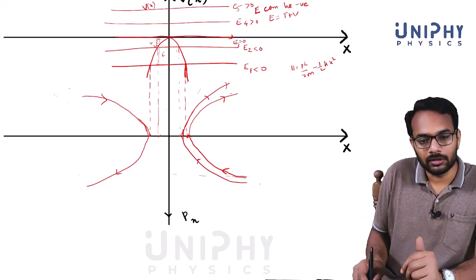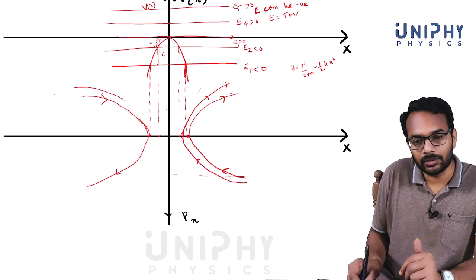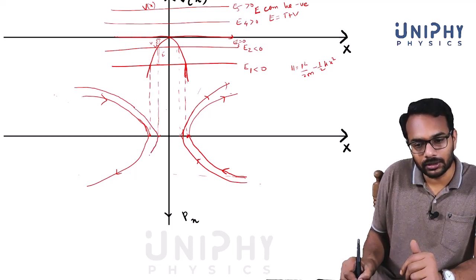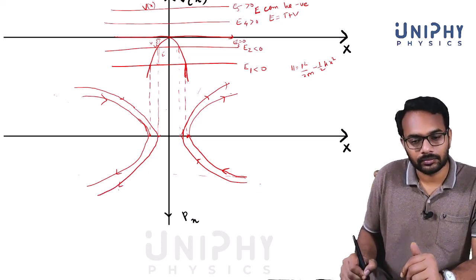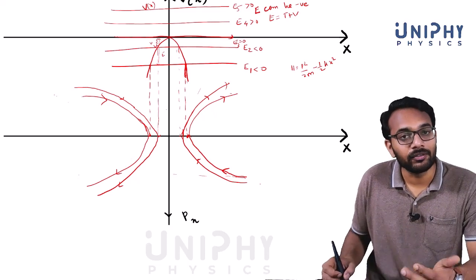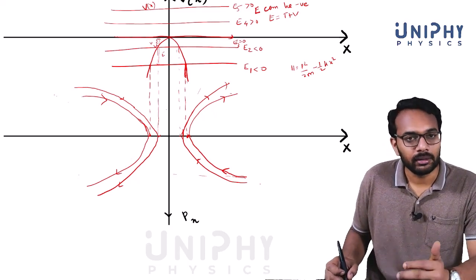Similarly, the particle with energy E2 can reach a bit nearer to x equal to 0, and it goes like that. It's fine. This is a family of hyperbolas. These are a family of hyperbolas. I hope this is clear.